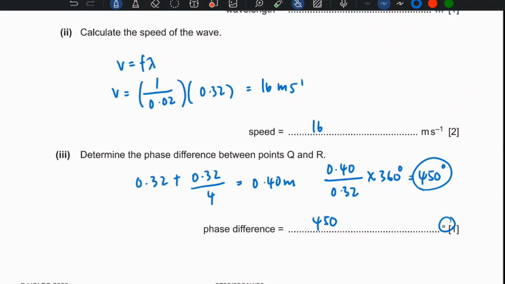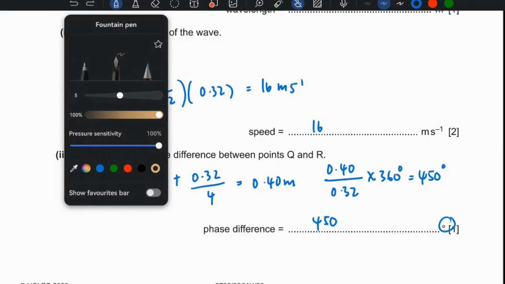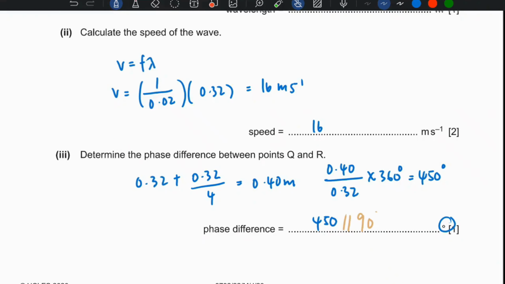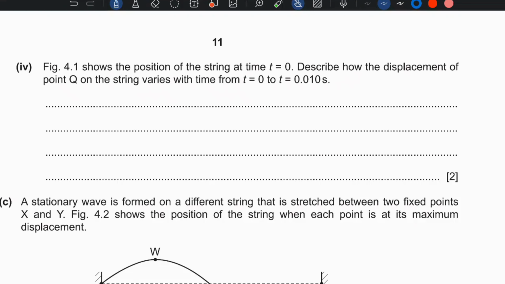But if, let's say, you want to reduce it to 1 cycle, your answer can also be 90 degrees. But since this is your calculation, you can just stick to 450 degrees. Alright, let's move on to Roman 4.